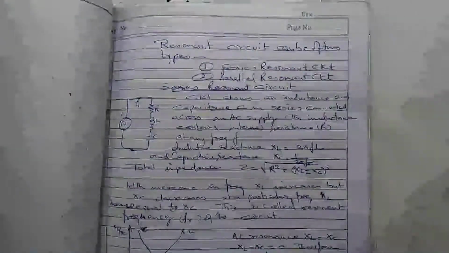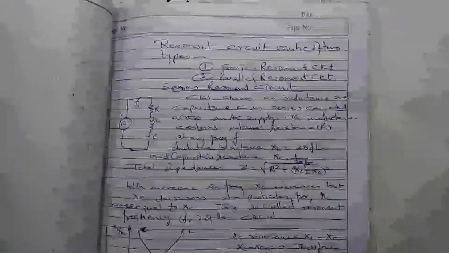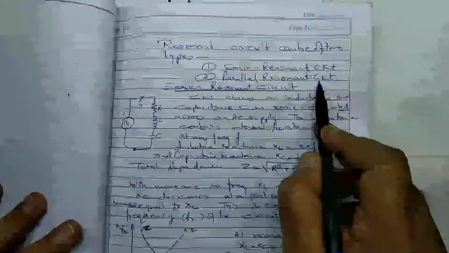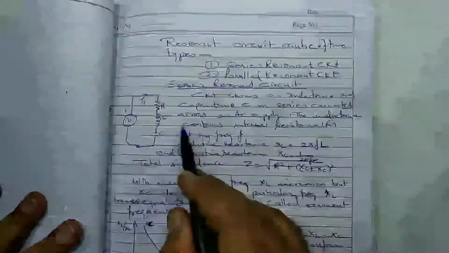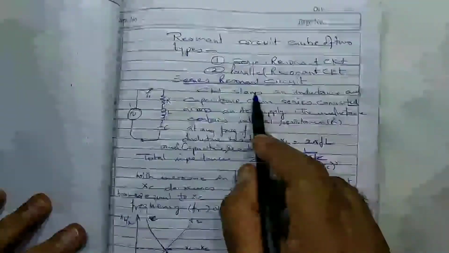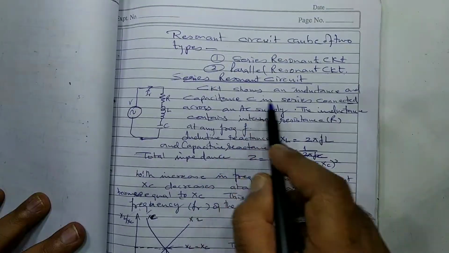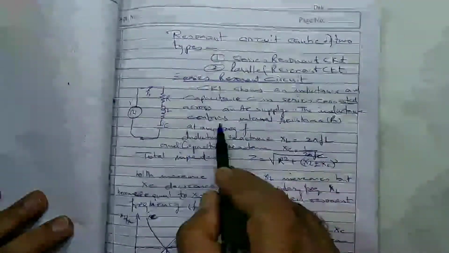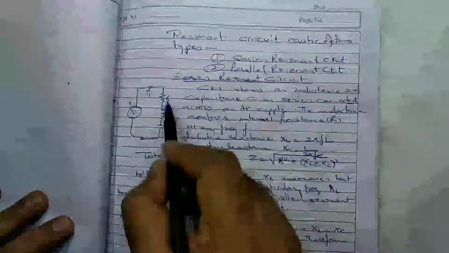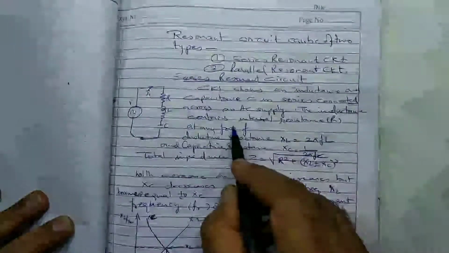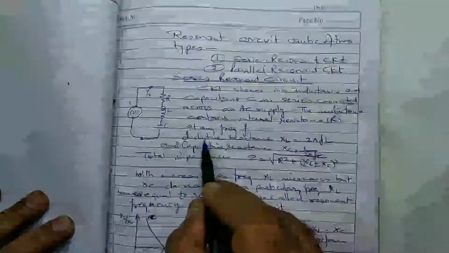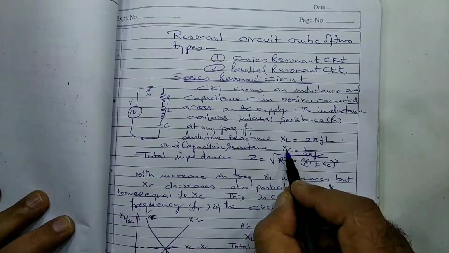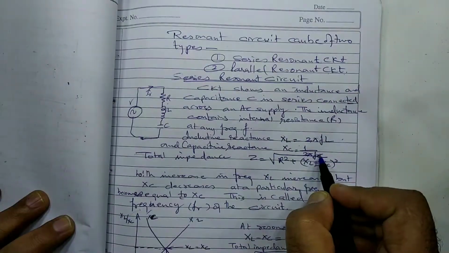Now, resonant circuits can be of two types. First is the series resonant circuit, second is the parallel resonant circuit. The series resonant circuit looks like this. The circuit shows an inductance L and capacitance C in series across an AC supply. The inductance contains internal resistance R. This is the internal resistance of the inductance. At any frequency f, inductive reactance XL is equal to 2 pi fL and capacitive reactance XC is equal to 1 upon 2 pi fC.